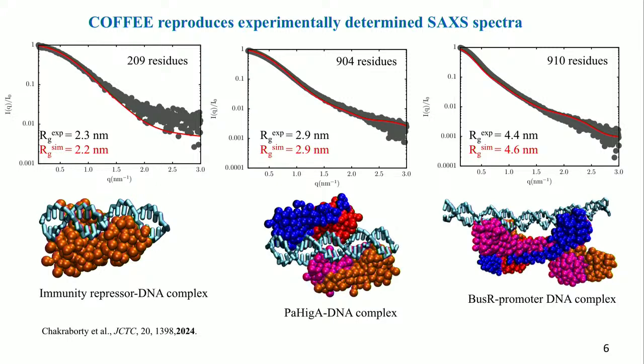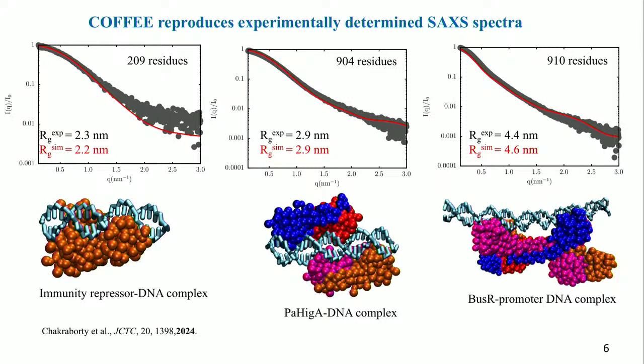And as you can see, these are all 3 different lengths. And the important part here is that the radius of gyration that we estimate from simulations and the one that is estimated from SAXS spectra are pretty much in quantitative agreement, and even the SAXS profiles agree pretty well over reasonable ranges of Q.